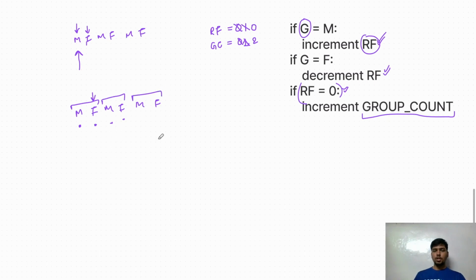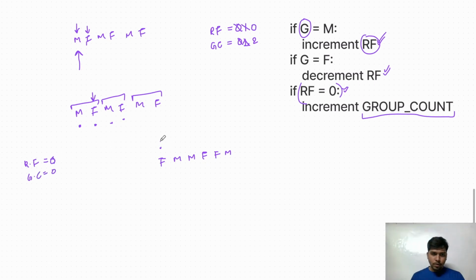Now let's take another example and see if it works there also. So we have, let's say, female first, then we have male, then let's say we again have one male and one female, and let's say we have female and male again. Okay, so currently we are on this position, and let's say we have required female to 0 and group count is also equal to 0.